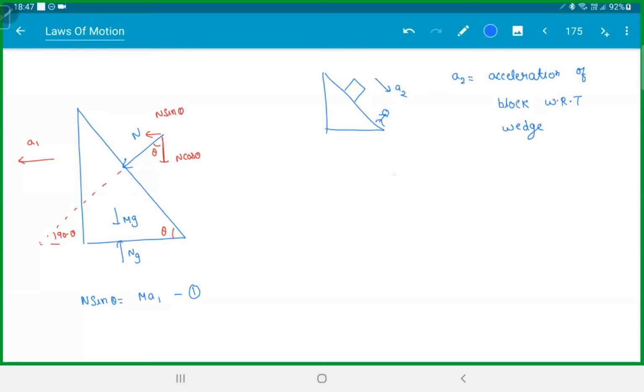So what is the actual acceleration in the ground frame? Look at this. If you look at the block's forces, normal reaction, mg sin theta, mg cos theta, the components of mg, and acceleration, it will have two components. It will have an acceleration A2 along the incline and A1 backward because of the wedge. Are you getting it? The block will have two components of acceleration. The wedge is going back and the block is also sliding down. So this is due to the wedge.